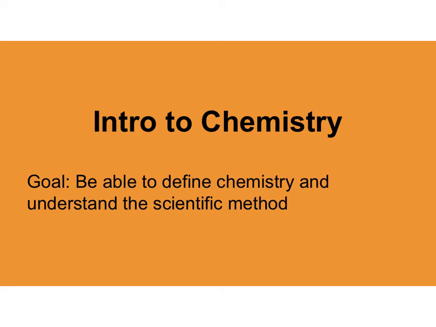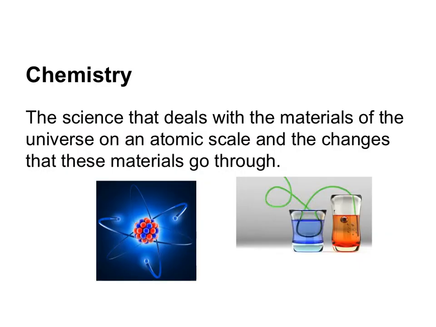Our goal here is to be able to define chemistry as a science and to understand the scientific method and how we use it. So here's our definition of chemistry, and really this is what you can expect to be studying throughout this entire class. It's a science that deals with the materials of the universe at an atomic scale. So here we're looking at materials at an atomic scale.